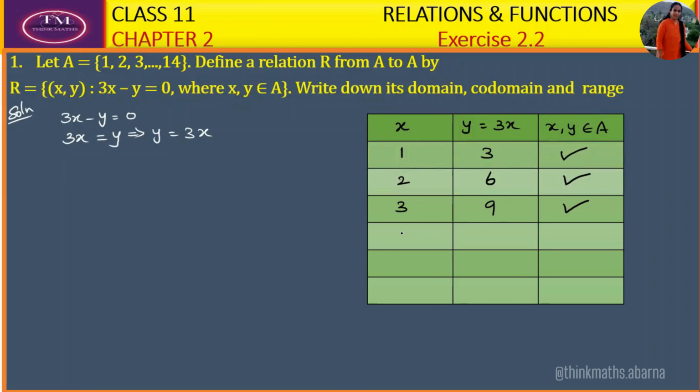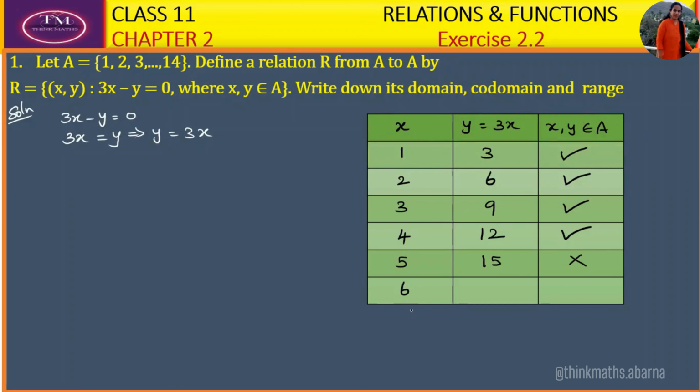Correct. Next you take 4. 4 into 3 is 12. Is 12 in A? Yes: 1, 2, 3, 4, 5, 6, 7, 8, 9, 10, 11, 12, 13, 14. So 12 is in A. Next you take 5. 5 into 3 is 15. Is 15 in A? No, only up to 14. So it is not in A.